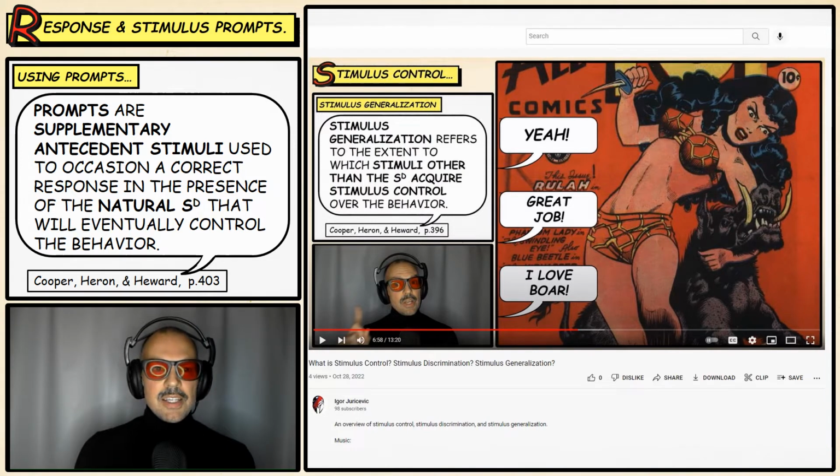So now that we have that context, let's go through that quote by Cooper, Heron, and Heward just one more time. So prompts are supplementary antecedent stimuli. That means they're added, they're supplementary antecedent stimuli. They occur before, used to occasion a correct response in the presence of the natural discriminative stimuli. This is the discriminative stimulus that we're trying to get stimulus control for that will eventually control the behavior. So they're supplementary, they're added stimuli that are presented in the presence of the naturally occurring stimulus that we hope will eventually control the behavior. That probably made a lot more sense the second time through.